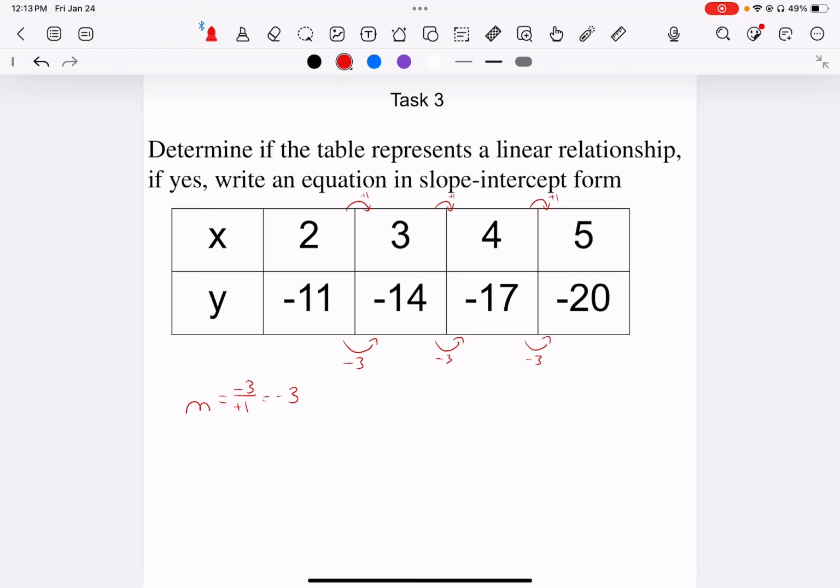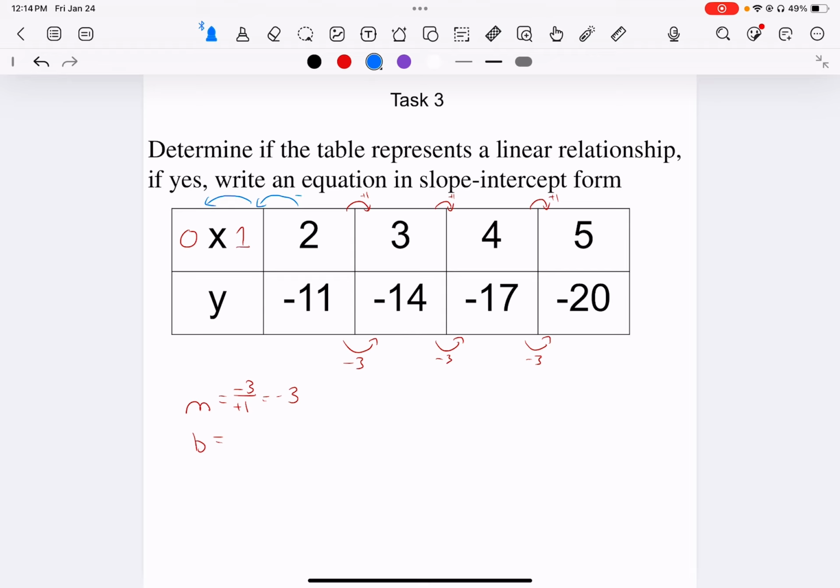Now I have to find my intercept, my y-intercept. There's a few different ways I could do this. The first way is to determine where my x is 0. So when x is 0, the y value is your y-intercept. So I can work backwards in my table to determine when x is 0.